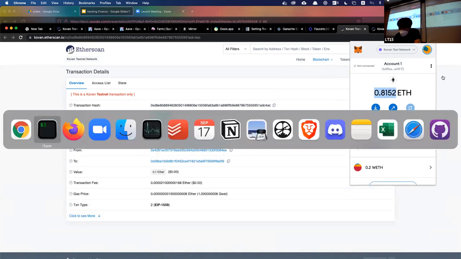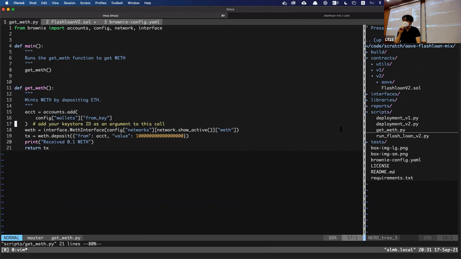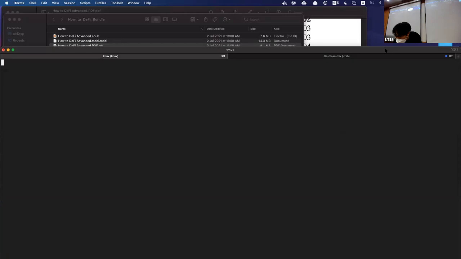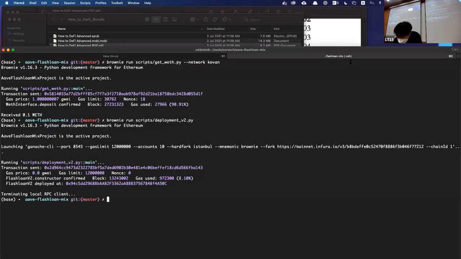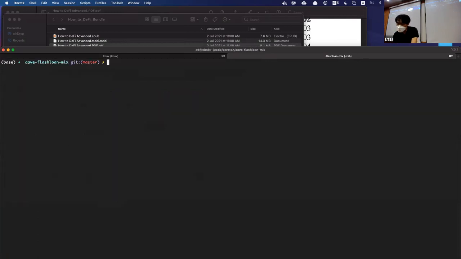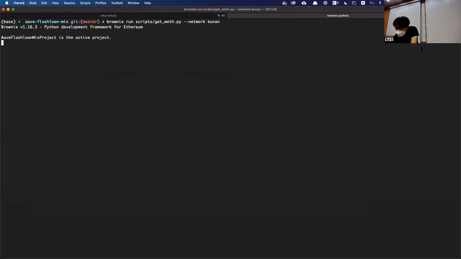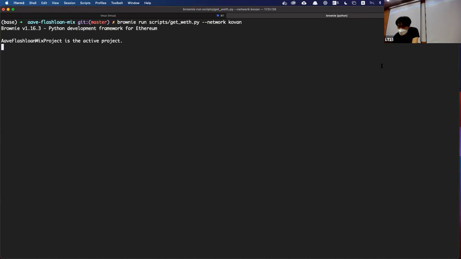So the first thing that I want to do right now is to convert some of my Ether into RedReader. That's necessary because the interest rate for the flash loan is paid in RedReader. To do that, I'm currently using Brownie, but you can use any smart contract platform that you're used to, like Hardhat. The way to run it is just to run a script and then get the wrapped Ether return. I'm going to specify that my network is currently Kovan. So I give it some time to load.